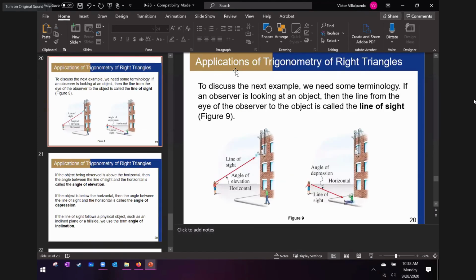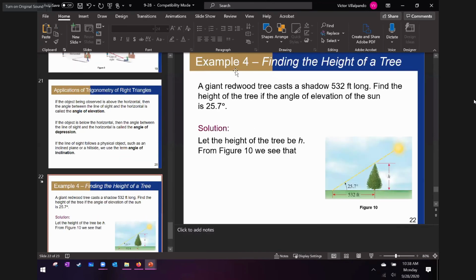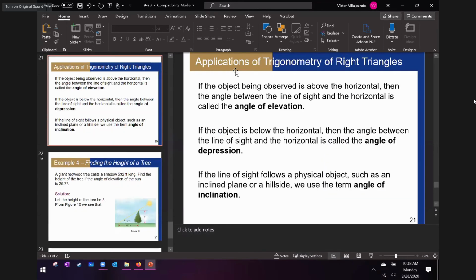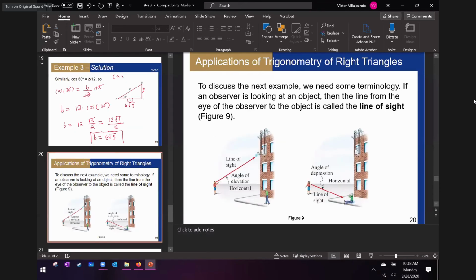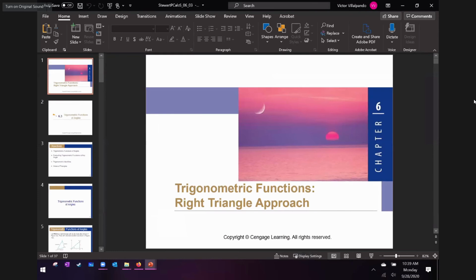Here we still have a little bit more. One last example. I would like to finish, but we have about 5, 6, 7 minutes left. So let me just take a look at how long 6.3 is. Let's take a look. It's 37 slides.